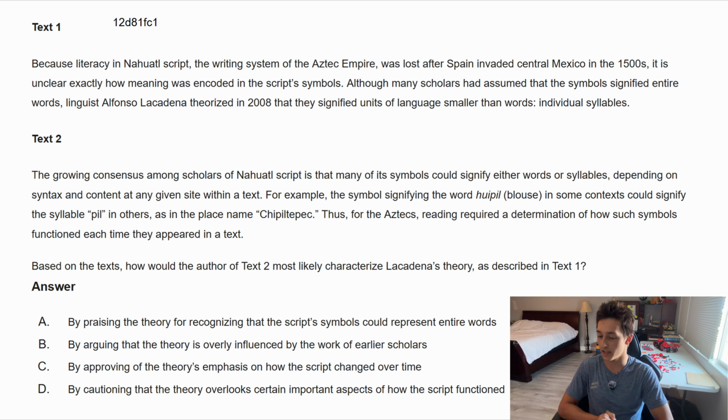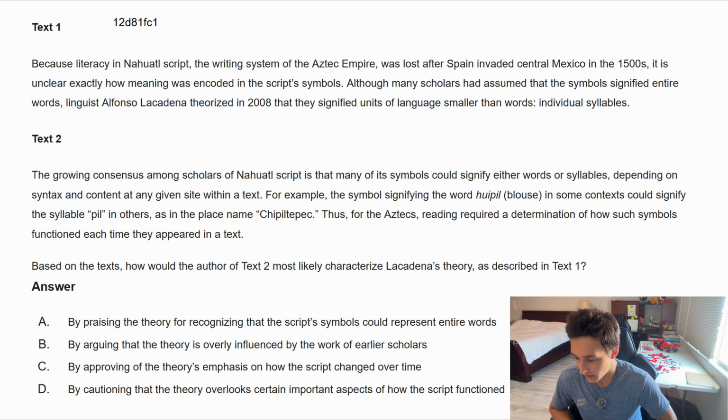So the question is asking, based on the texts, how would the author of text 2 most likely characterize the theory described in text 1? So how would text 2 respond to text 1? Because literacy in Nahuatl script, the writing system of the Aztec Empire, was lost after Spain invaded central Mexico in the 1500s, it is unclear exactly how meaning was encoded in the script's symbols. Although many scholars had assumed that the symbols signified entire words, linguists theorized in '08 that they signified units of language smaller than words, individual syllables.